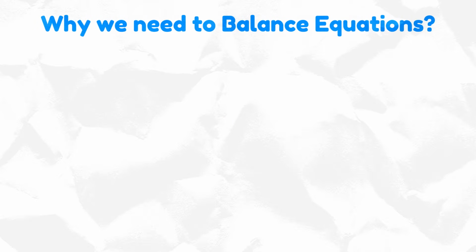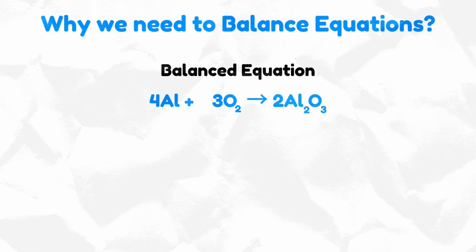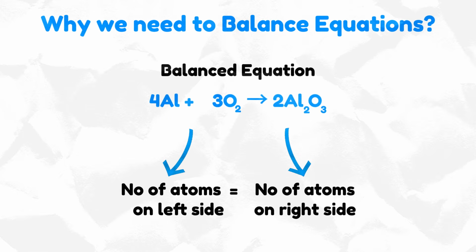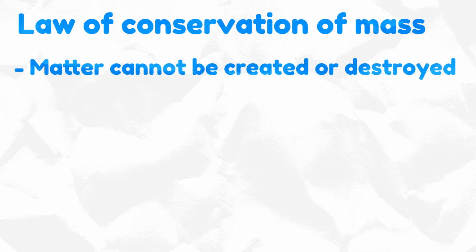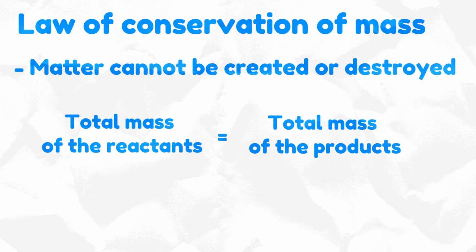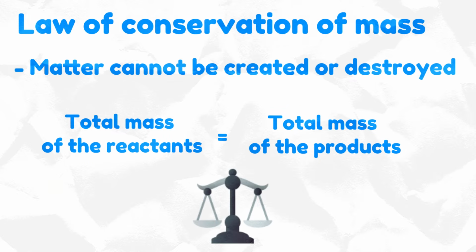Before we dive into how to balance chemical equations, let's talk about why we need to do it in the first place. In chemistry, a balanced equation represents a chemical reaction where the number of atoms for each element is the same on both sides of the equation. This means that mass and matter are conserved, which brings us to the first important concept, the law of conservation of mass. This law states that matter cannot be created or destroyed in a chemical reaction, which means that the total mass of reactants must equal the total mass of the products.